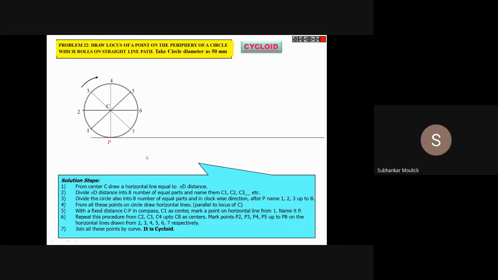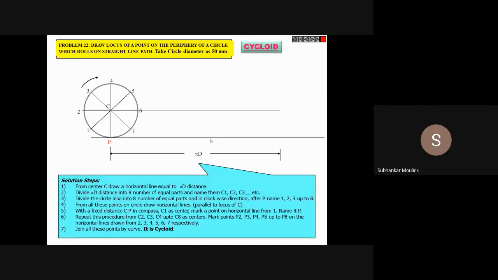Yes, sir. Okay, fine. Next, from point C, I have to draw a parallel line of length exactly equal to the initial tangent line, which is nothing but pi d length. From center point C of the circle, I have to draw a horizontal line, parallel to this initial tangent line, of length equal to pi d. Is it clear? Yes.